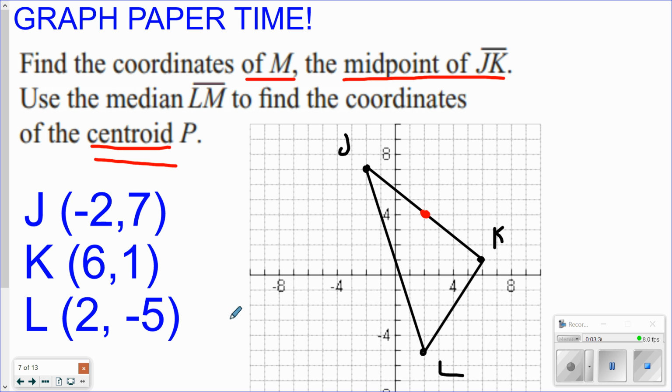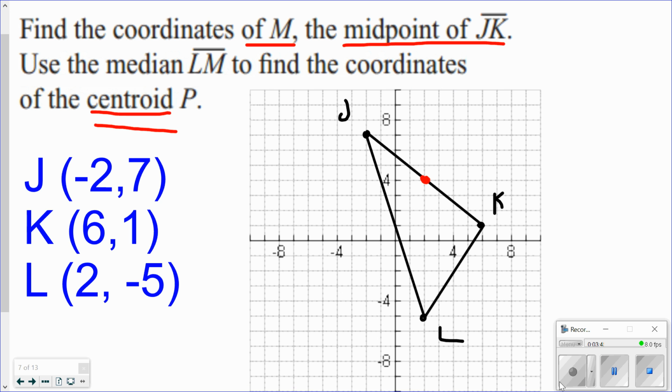Find the coordinates of M, the midpoint of JK. Use the median LM to find the coordinates of the centroid P. So let's look back at what a midpoint is. A midpoint is the point in the middle, and I already drew the midpoint of JK. Remember, you just find that by looking for the coordinate that's right in between -2,7 and 6,1. So that midpoint would be 2, 4. So the red dot is our midpoint. Now, the definition of a median is a line connecting the vertex to the midpoint. So this line here is the median.